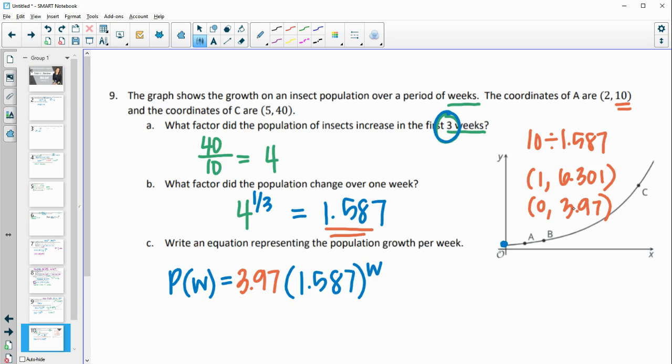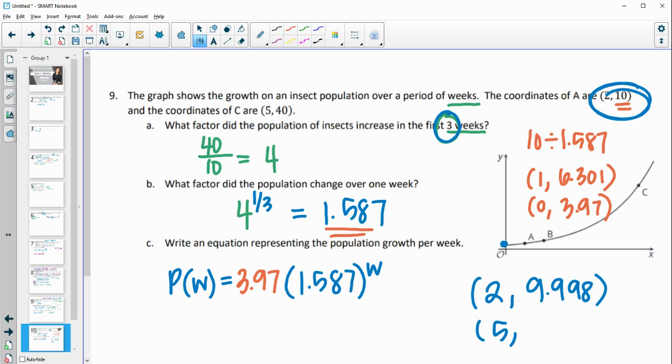And then you can always plug in these points to make sure that your equation works out. So you could put 3.97 times 1.587 to the second power to see that it gives you back. If I put in 2, I get back 9.998, so I'm getting back 10. And if I plug in 5 here, 3.97 times 1.587 to the fifth, it kicks back 39.9645. So it's giving me back basically 40. So that means that this equation is correct.